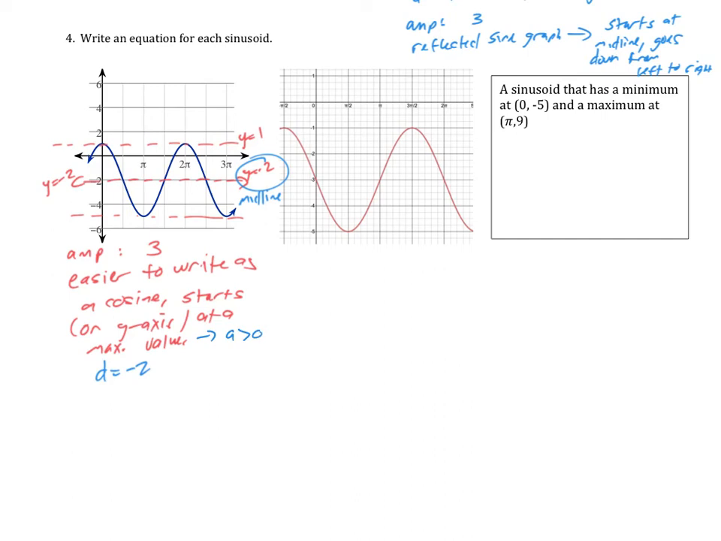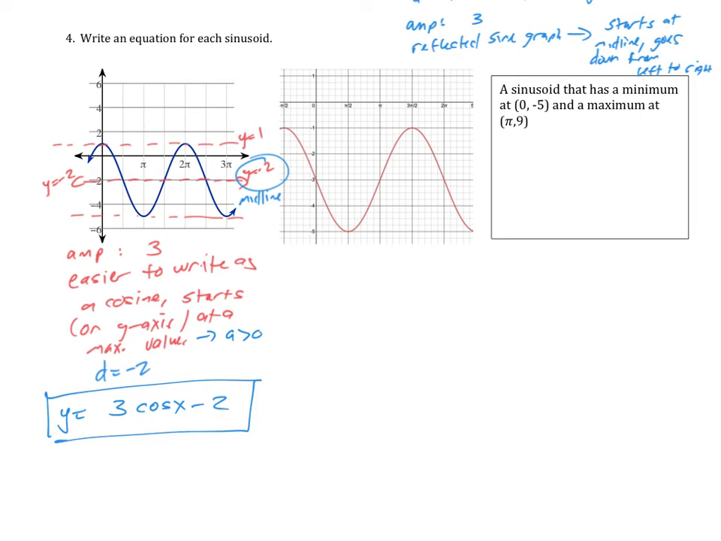So we can write our equation, and we have y equals the amplitude, which is 3. We want it to be positive because it starts at a maximum. Cosine x, and then the d is minus 2 because it's shifted down 2. Okay, let's take a look at the next graph.